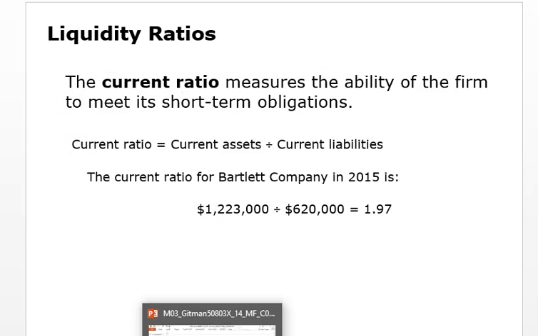Well, you do agree it's better to have assets than liabilities. So, since assets are being divided by liabilities, the higher this number, the better. The more current assets they have compared to the liabilities, which means that they have a better ability to pay their liabilities. So if I have $1 million in current assets in cash, and I have $100,000 in credit card debt, that's not a problem.